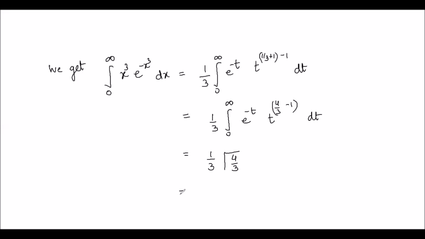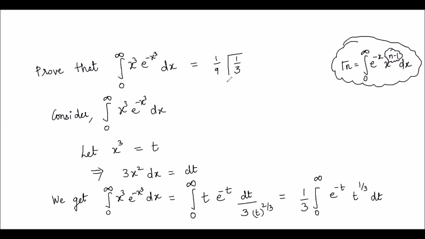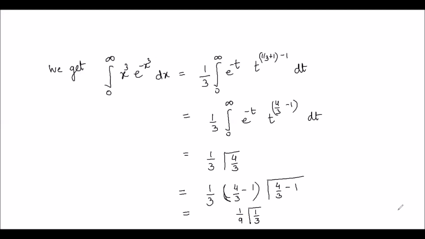Now we will be using here the reduction property. 1 by 3, it will be 4 by 3 minus 1. We are using which property? The first property, the reduction property. 4 upon 3, gamma of 4 upon 3 minus 1. And we will get 1 upon 9, gamma of 1 by 3. And this is the same thing which we have to prove, 1 by 9, gamma of 1 by 3.